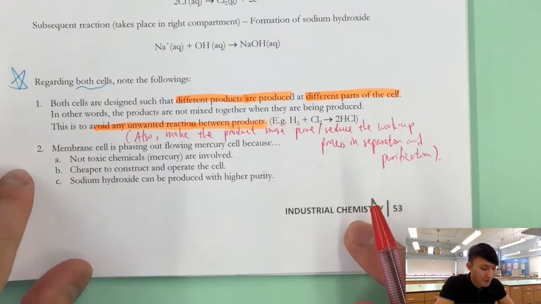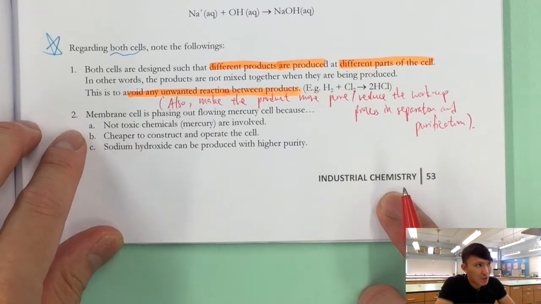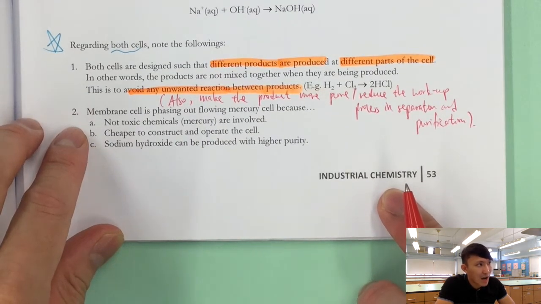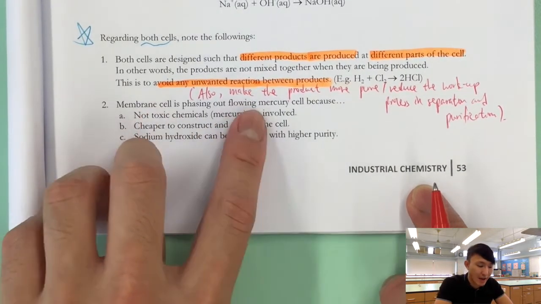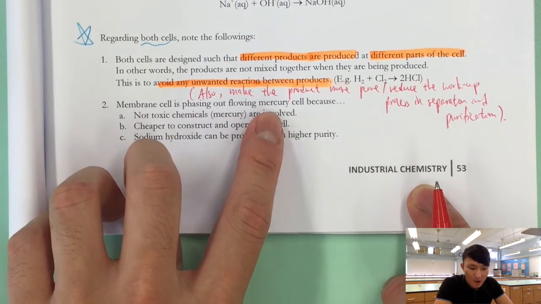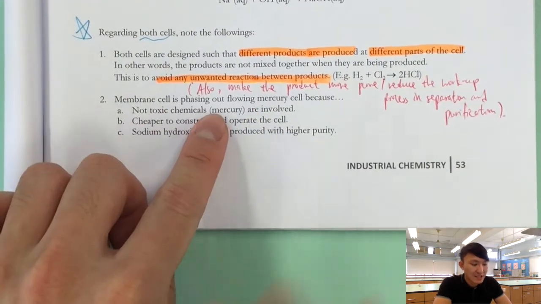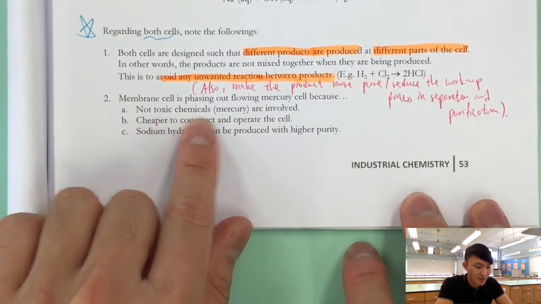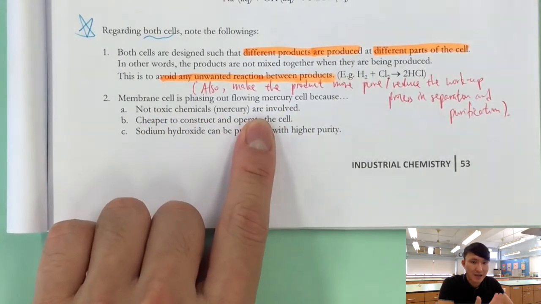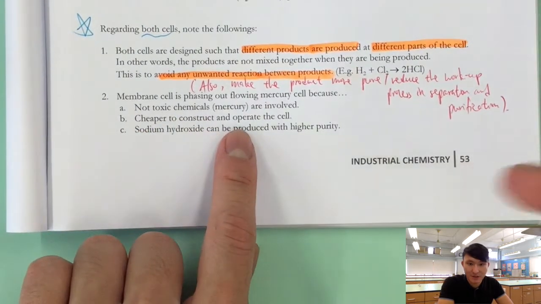Okay? Now, down here, this is also a very common question asking you why these days we only use membrane cell and we have already given up on the flowing mercury cell. So the reason why membrane cell is phasing out the flowing mercury cell is because no toxic chemicals are involved. Mercury is highly toxic. And secondly, it is cheaper to construct and operate the cell.